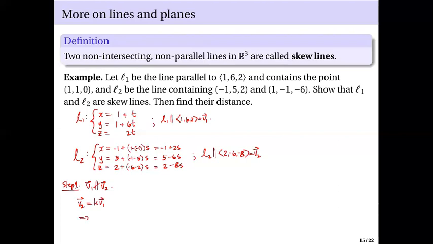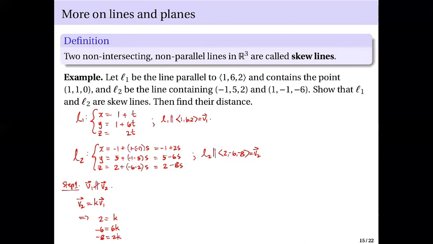This implies that, so your V2, it's 2 equals K times 1. And then you have negative 6 equals 6K. And then negative 8 equals 2K. So 2 equals K times 1. The negative 6 equals 6 times K. The negative 8 equals 2K.